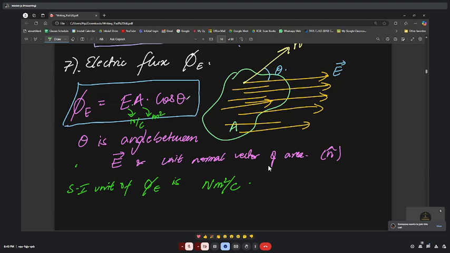So we have covered electric flux also. It's a scalar quantity. Electric flux is a scalar quantity. It's not a vector quantity because area is a scalar.